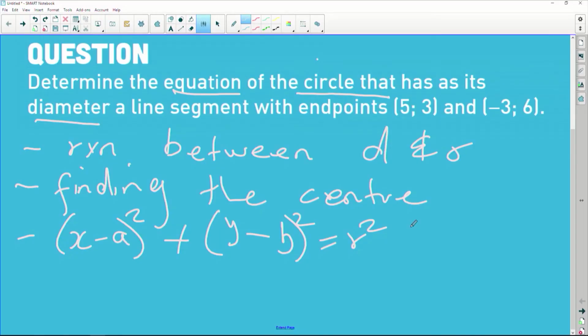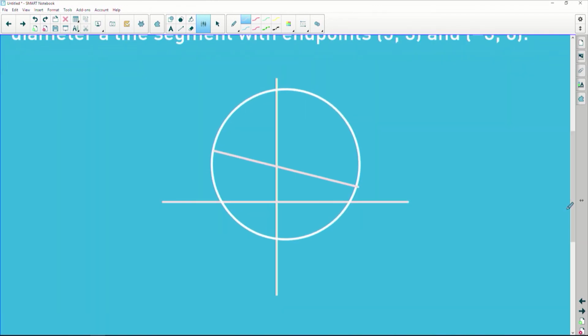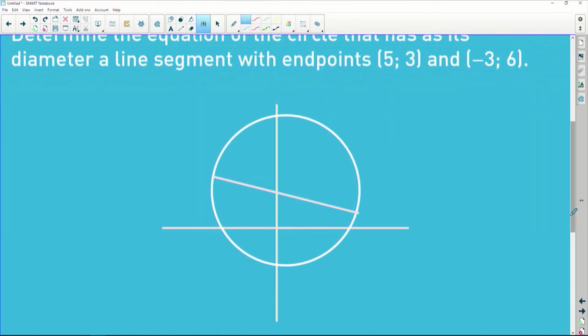So that's one of the things that you guys need to think about before you can do any question. Now let's just go back to the question and try and solve it using what I just mentioned. Going this side, I already drew the question for you so that you can just see what it is. Now plotting the points I have, this is 5 and 3. This is -3 and 6 as my coordinates.